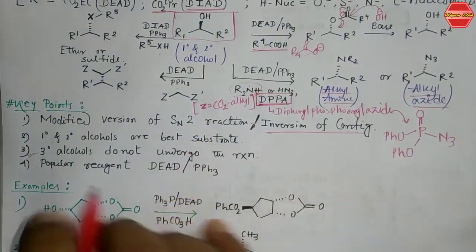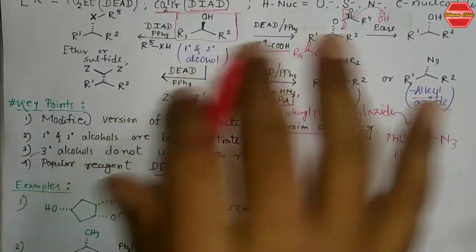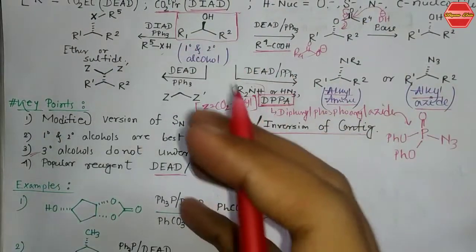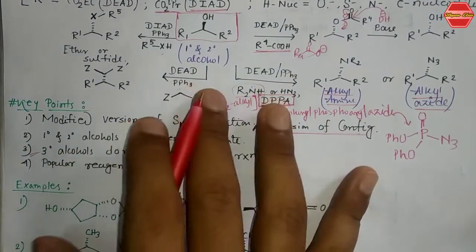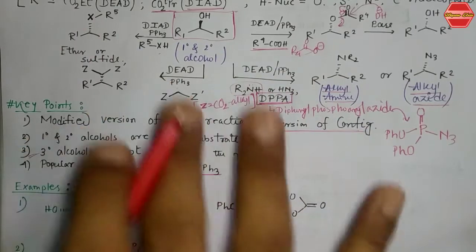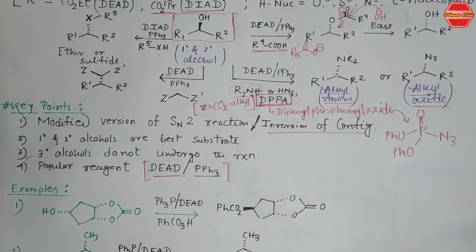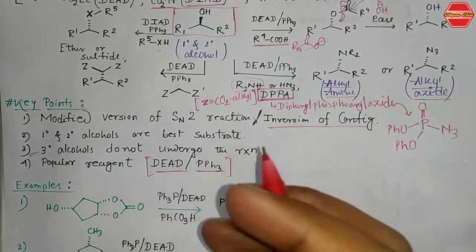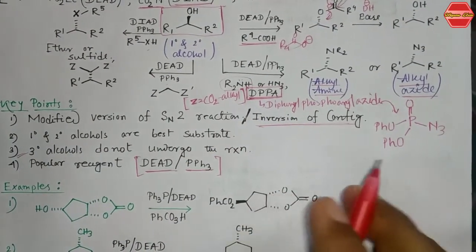Now the next important thing is the reagent. If you see any question where you are given DEAD or PPh3, you can easily predict the reaction should be the Mitsunobu reaction. So this is a very popular reagent for this reaction, and DEAD is basically used as a prime reagent for the Mitsunobu reaction.